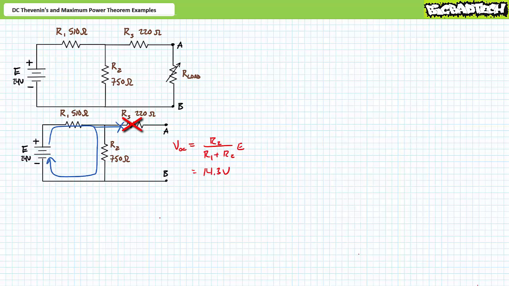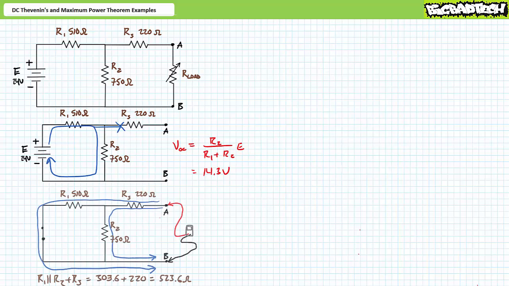In this case, the open circuit voltage is the voltage across R2. An application of the voltage divider rule demonstrates the open circuit voltage is 14.3 volts. This is our Thevenin's equivalent voltage, ETH. Let's set these calculations aside and move on to solving for RTH, the Thevenin's equivalent resistor.